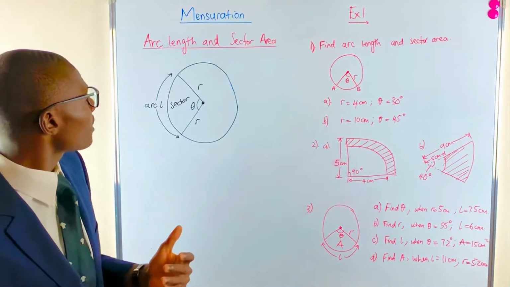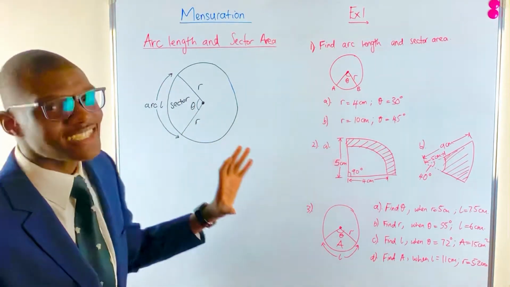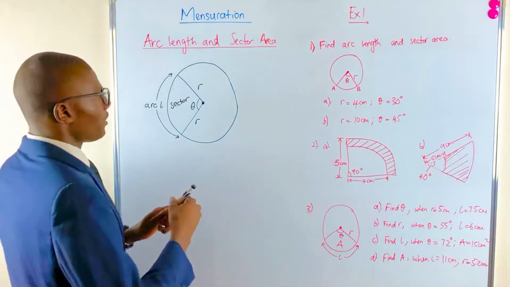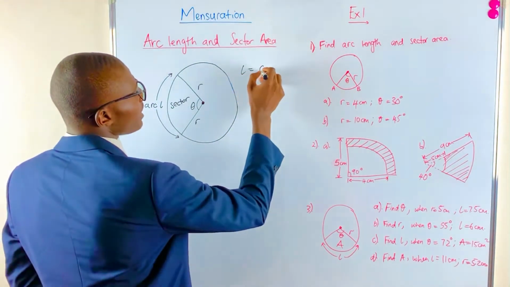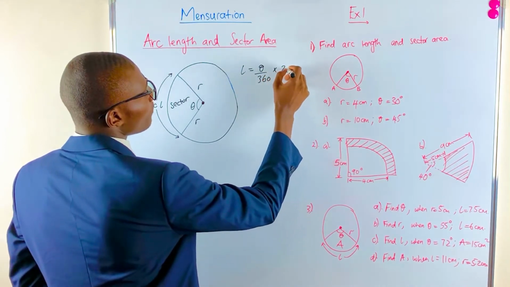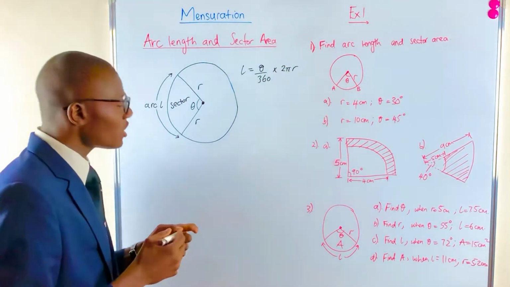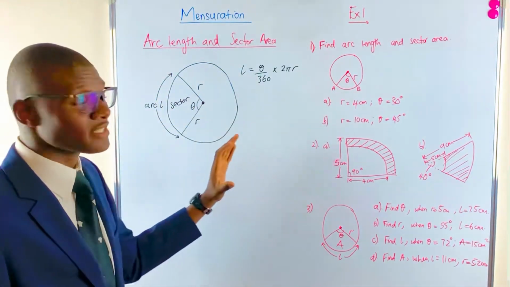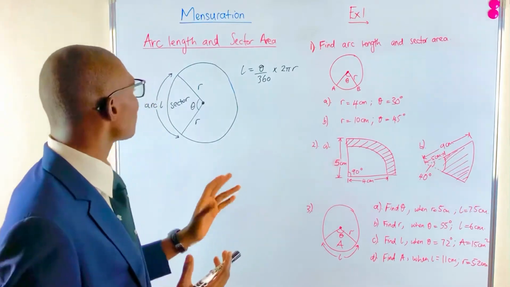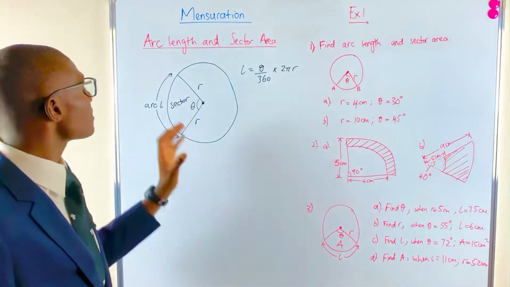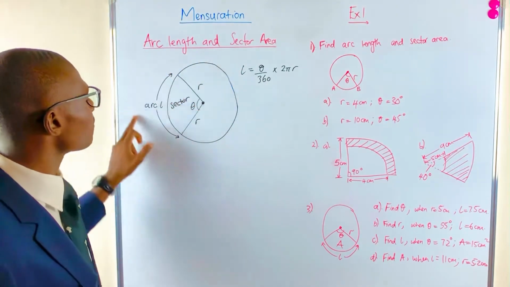Now, to calculate the arc length, or the length of this arc L, we say theta over 360 times 2 pi r. So what we're doing is taking a fraction of the whole circumference, and this is dependent on the angle at the center. This is for calculating the length of this arc.